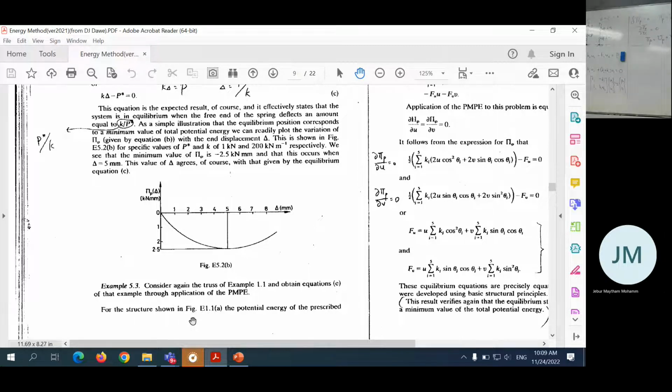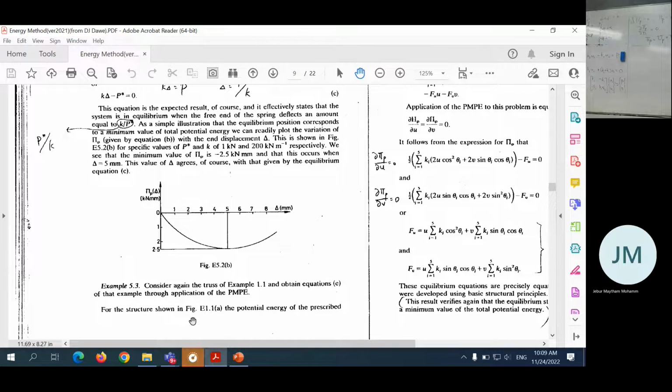The one corresponding to equilibrium with the applied loading of 1 kilonewton is the point where the total potential energy is a minimum value. Other than that, you won't get the minimum. So this is not the solution for equilibrium, this is not, this is also not. The solution for equilibrium is delta equal to 5 mm, where it makes pi p minimum.